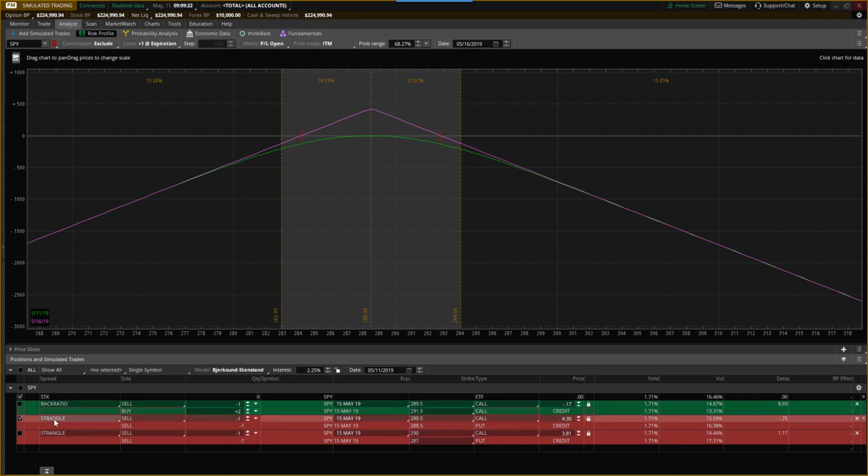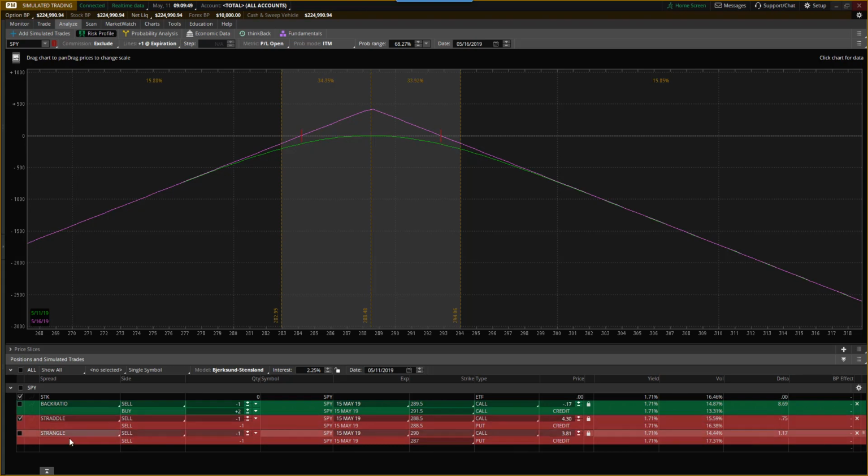So you can see down here, this is a straddle. I sold a call at the 288.5 and I sold a put at the 288.5. That makes it a straddle. Now if I sell a call and I sell a put with different strikes, it becomes a strangle.